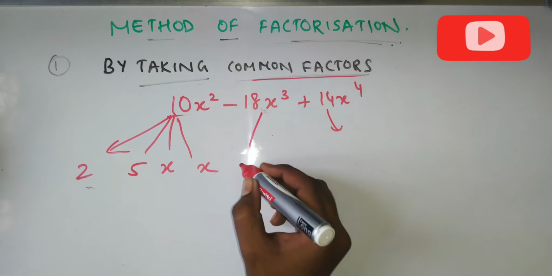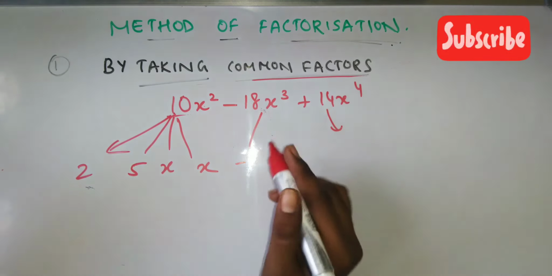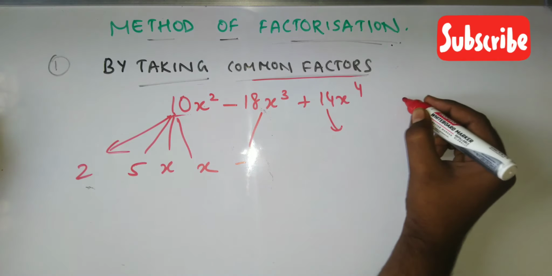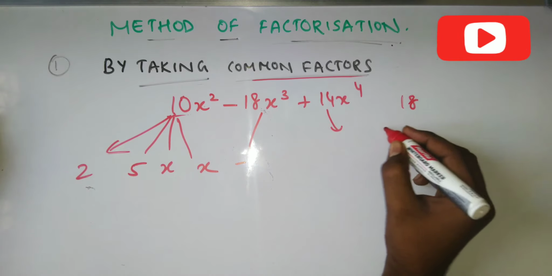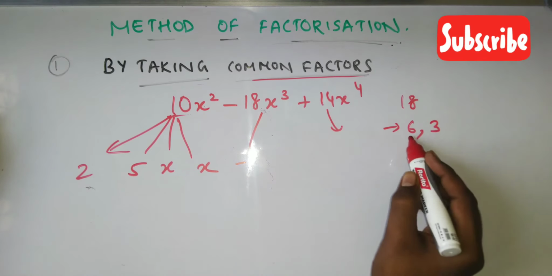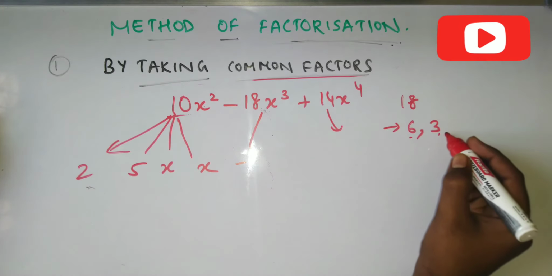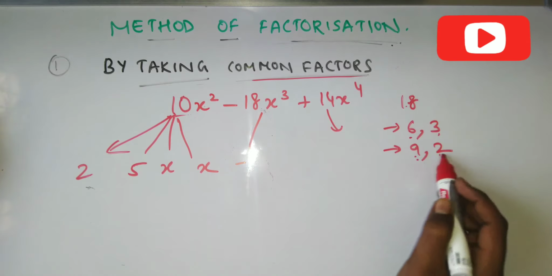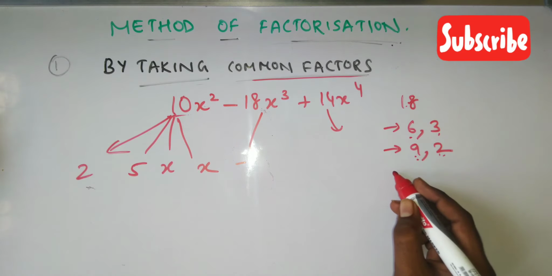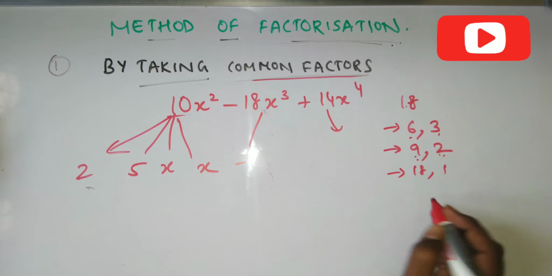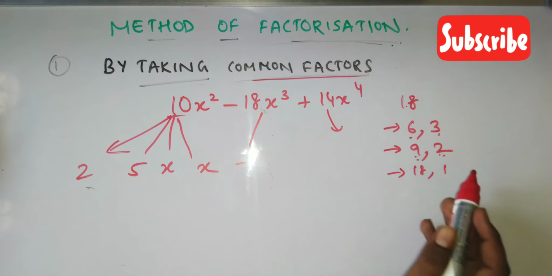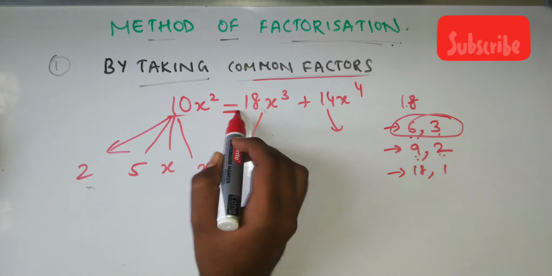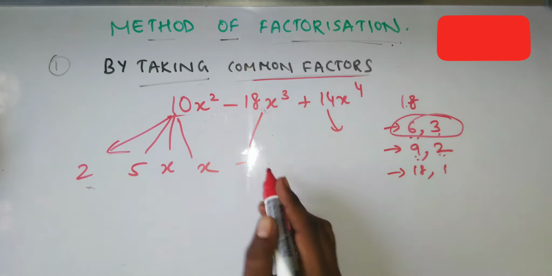Now for this minus 18, I have to write its factors. What are the factors of 18? They will be 6 and 3, correct? 6 3s are 18. Then 9 and 2, 9 2s are 18. Then 18 and 1 will also be factors. So from this I can take anything. Suppose I take 6 and 3. Now remember the minus sign is there, you have to take care of that.